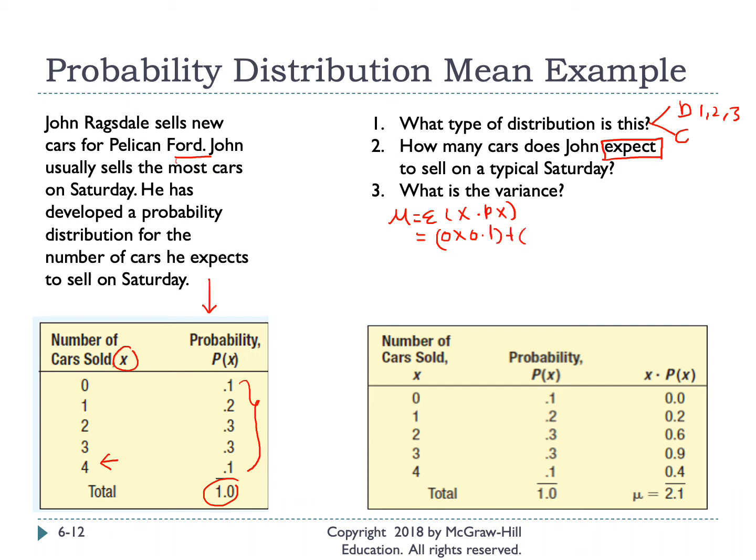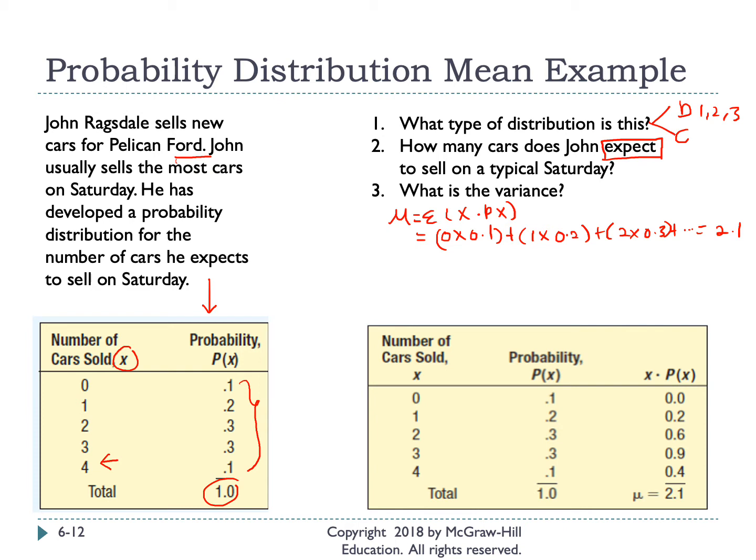Plus, because we are talking about summation, the second x, 1 multiplied by 0.2, plus the third x, 2 multiplied by 0.3, plus so on, right? And in total, you will get 2.1 as the mean. Okay, as simple as that.